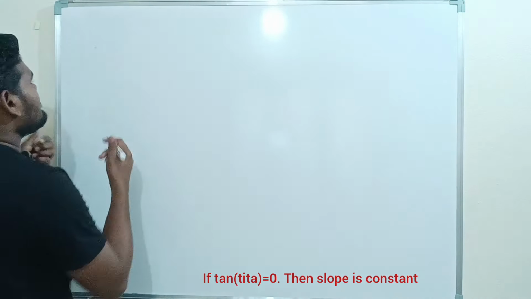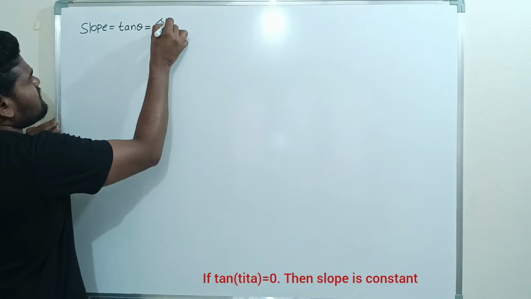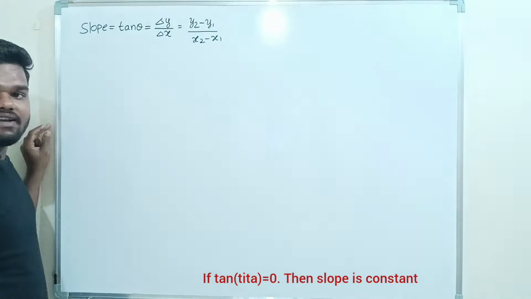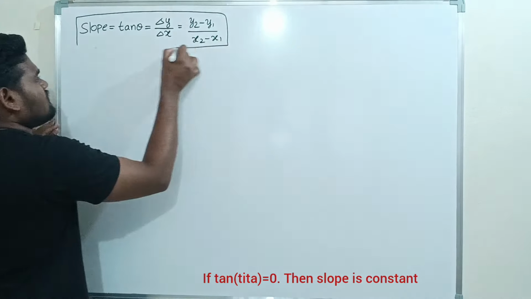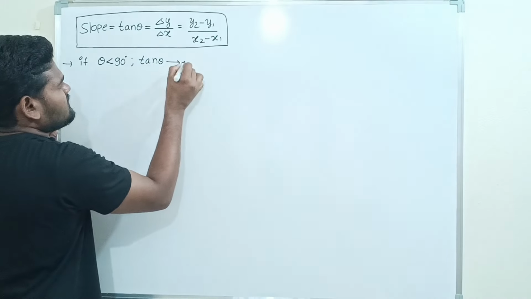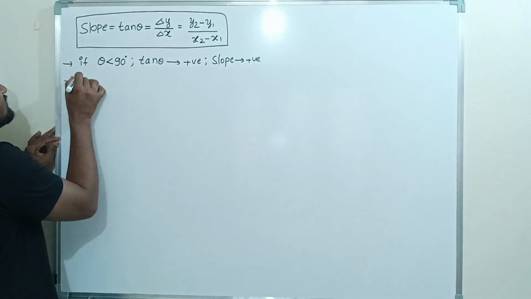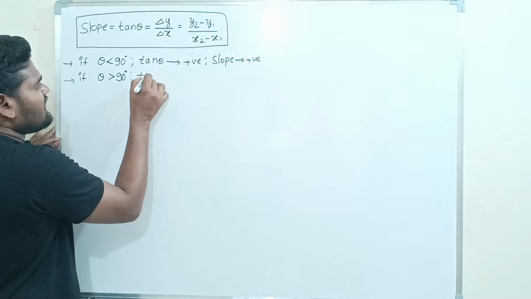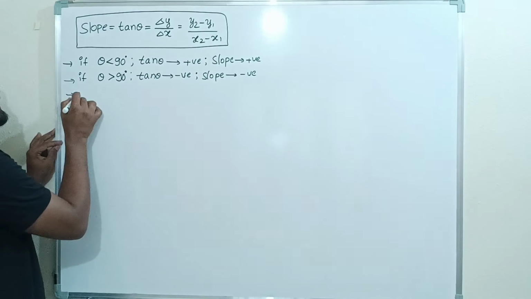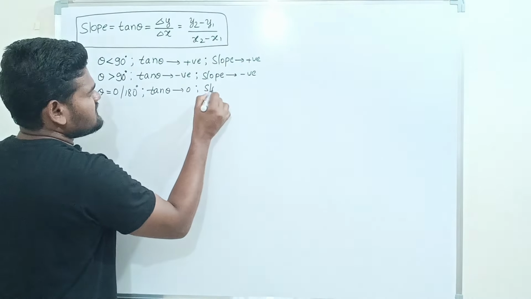Take a look. What is the formula of slope we got? Slope is equal to tan theta is equal to change in y by change in x, that is, y2 minus y1 by x2 minus x1. If theta is less than 90, tan theta is positive, so slope is positive. If theta is greater than 90 degrees, then tan theta is negative, then the slope is also negative. If theta is equal to 0 or 180 degrees, then tan theta is 0, then the slope is also 0.